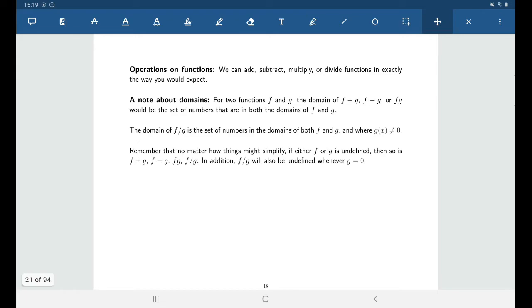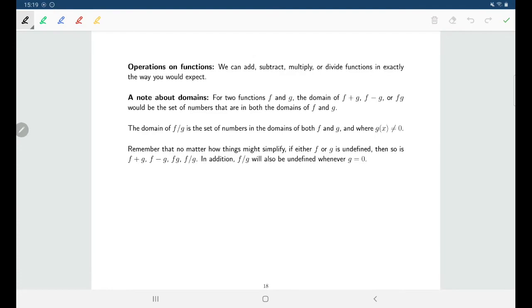All right, so now operations on functions are pretty much what you'd expect them to be. So if somebody says, for example, what is f plus g, they're asking you to take the function f and take the function g and add them together. So nothing really surprising about those.